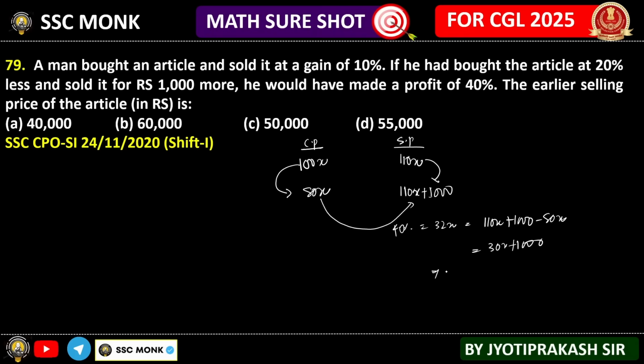So 32x minus 30x, that is 2x, is equal to 1000. X is equal to 500. If x is equal to 500, the earlier selling price is equal to 110 into 500, that is equal to 55,000. Option D is the right answer.